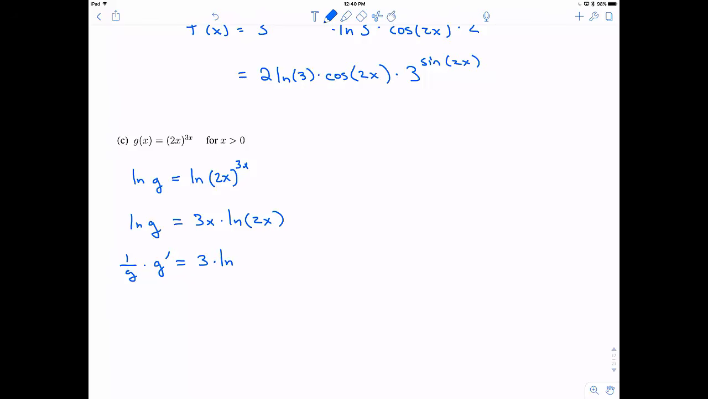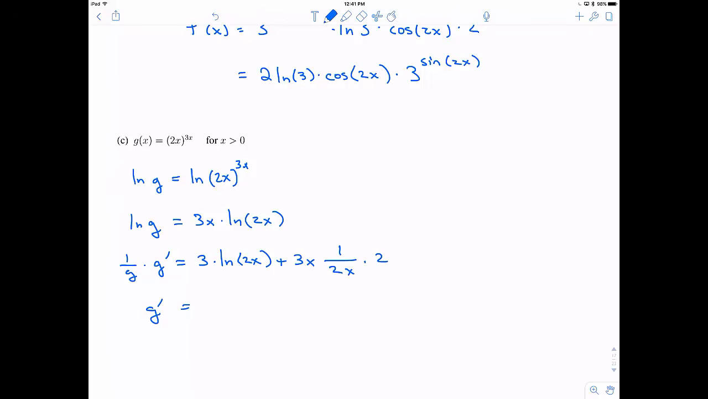So when I do that, again, I have a product rule. So the derivative of the first times the second plus the first times the derivative of the second. And watch out, there's a chain rule, right? So I have to do that times 2. And notice there's a little bit of cancellation that happens here.